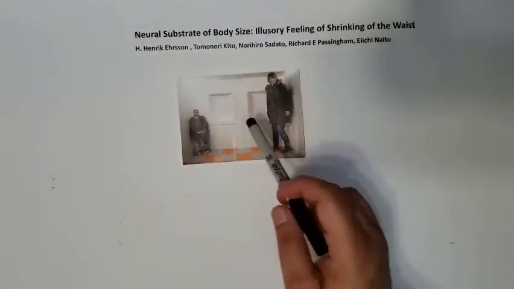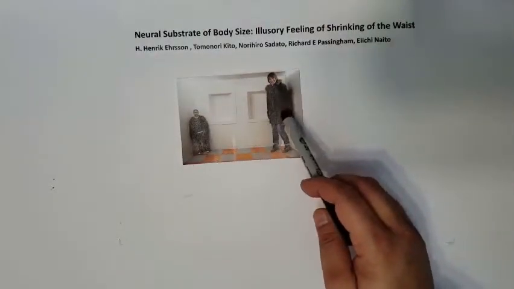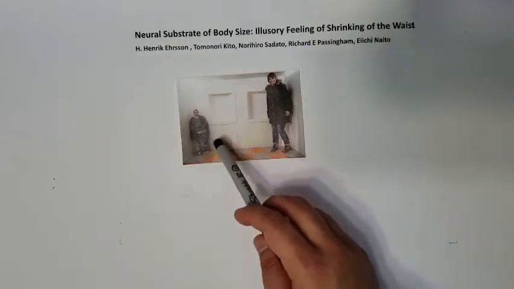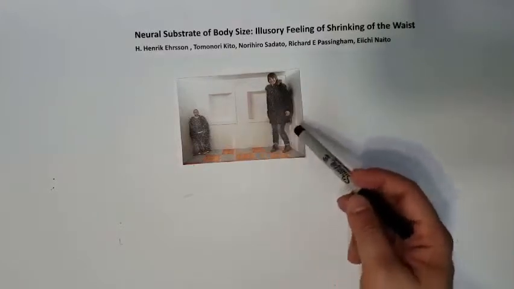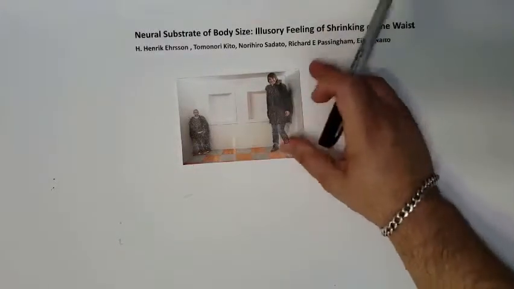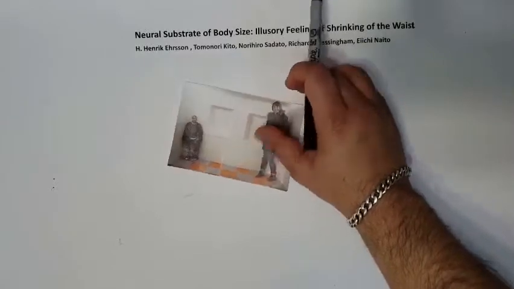To give you an example, here is an illusion. If you can see, this person appears to be taller, and this person appears to be much shorter in height. In fact, they are both the same height, but the way the room is structured gives you an illusion that this person is way taller than the other person.